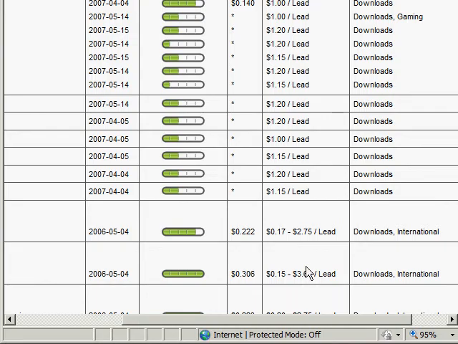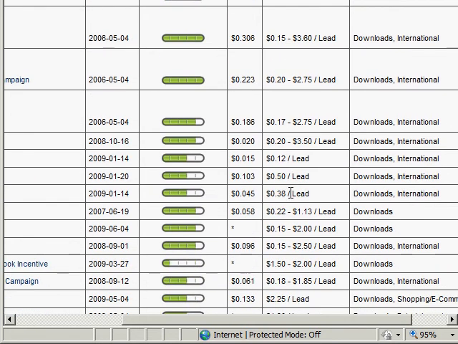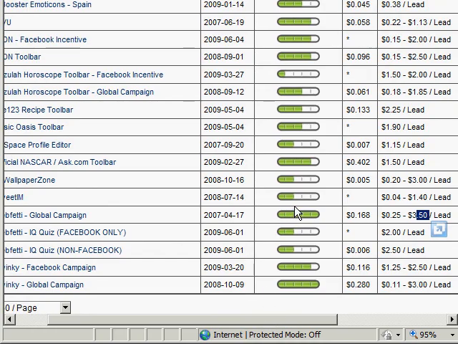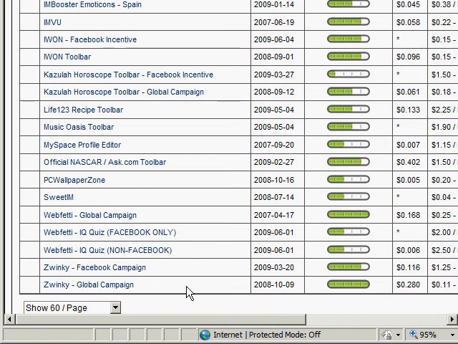But one thing I do is I try to stick with the ones with the leads, because they are generally a lot simpler. And as you can see, some pay you $2.75 per lead. Some pay a lot more, like $3.50 per lead, and the network earnings are high, which is good.